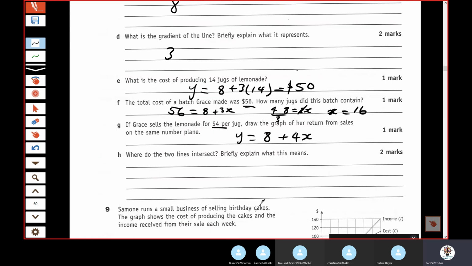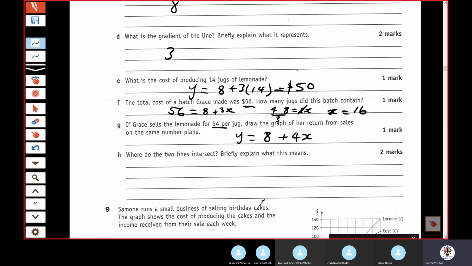Where do the two lines intersect? Briefly explain what this means. At the beginning, that means that no jugs were sold. No, because no jugs were sold. So you can't really make anything if you haven't sold anything. But there is a loss, because it's costing you $8.